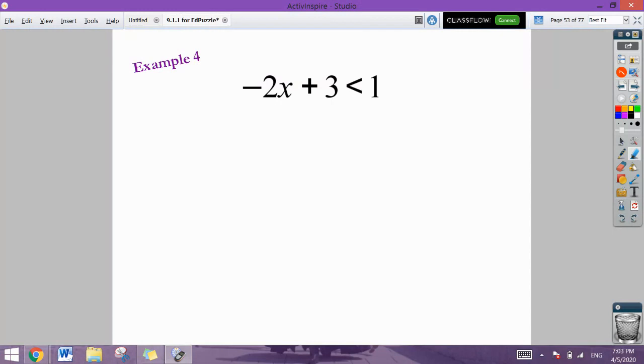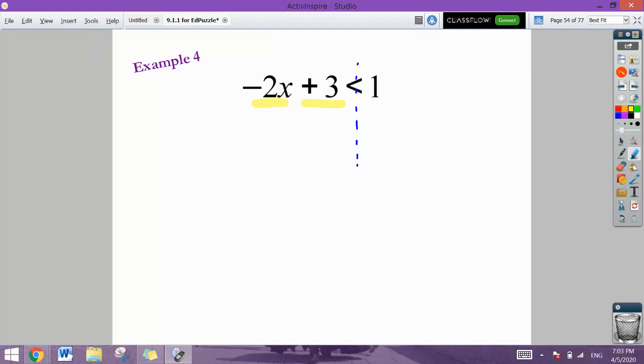Okay. So we have 2 more examples left, and these 2 are hard ones. So go ahead and copy this guy down and get ready. We're going to do the exact same thing. Step 1, build your barrier. I currently see that there's a plus 3, and there's that negative 2 that's being multiplied by the x. So I need to get rid of both of those.